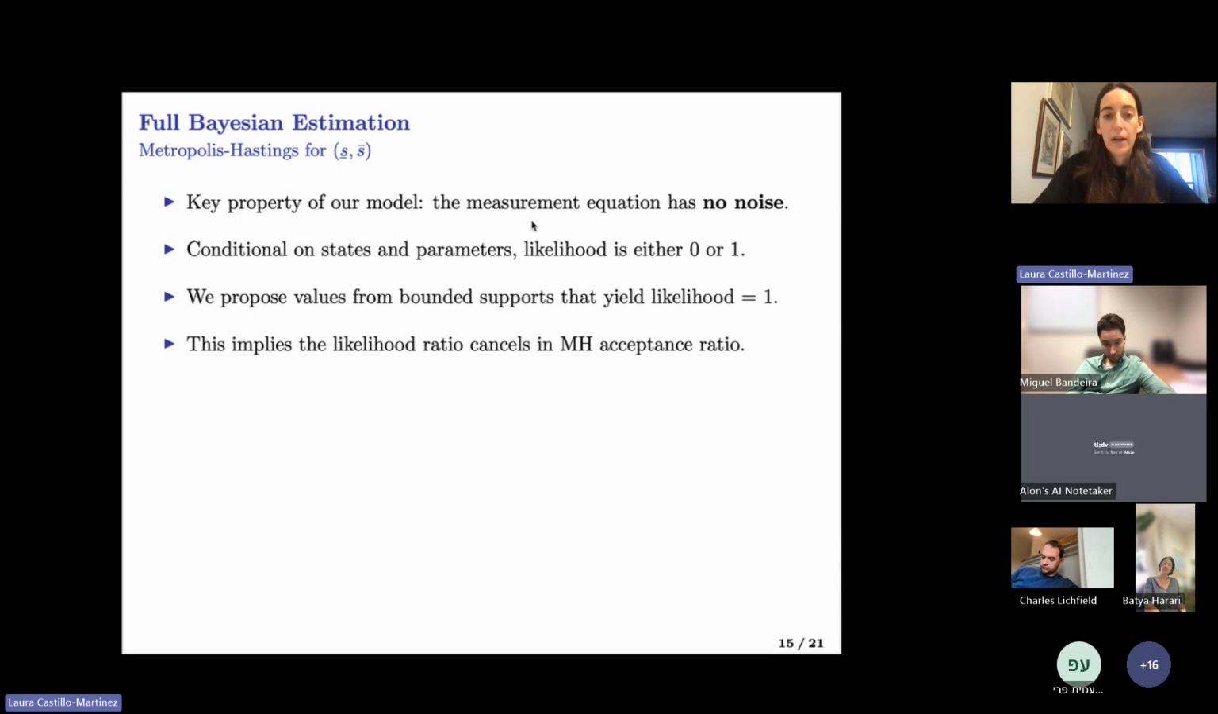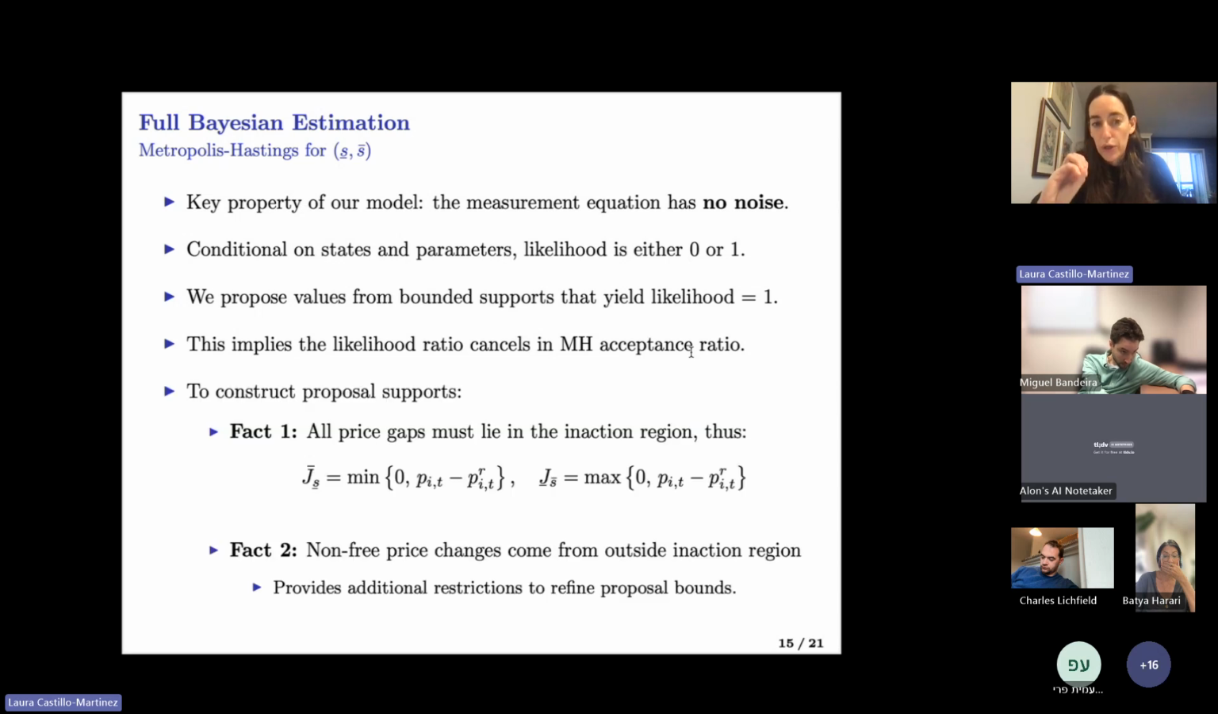Okay, so again, we're going to choose a proposed value. We're going to build this proposal distribution so that any value that you get is going to yield this likelihood equal to 1. Mathematically, this implies that the likelihood ratio is going to cancel in the acceptance rule. So which are the two facts that we're going to be using?